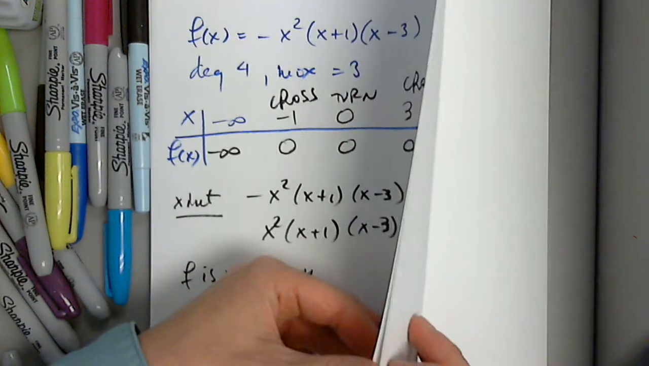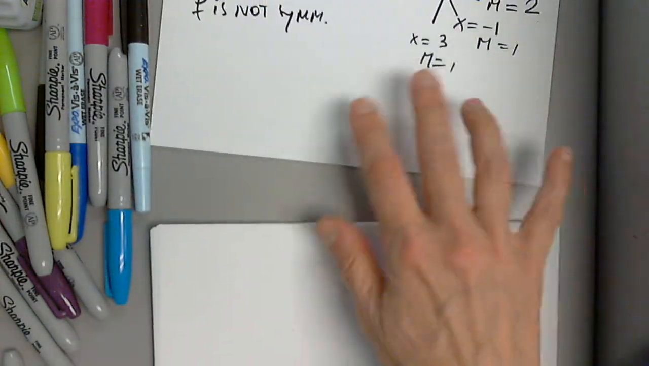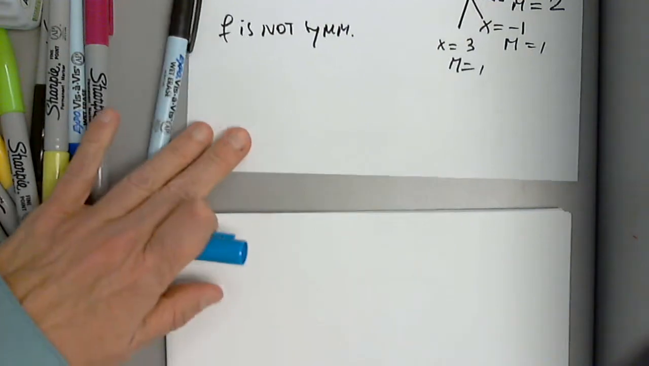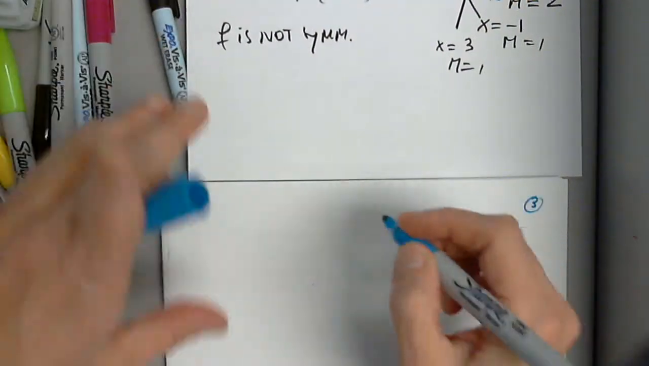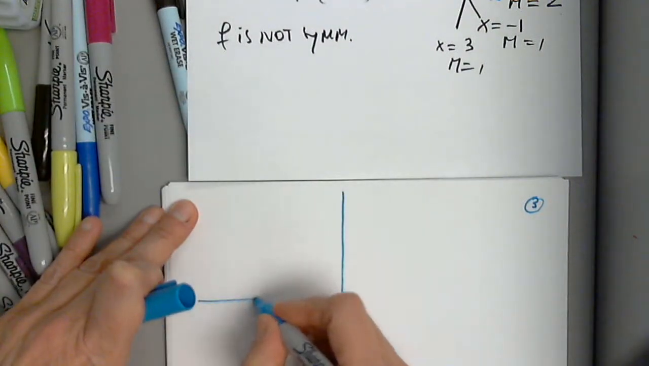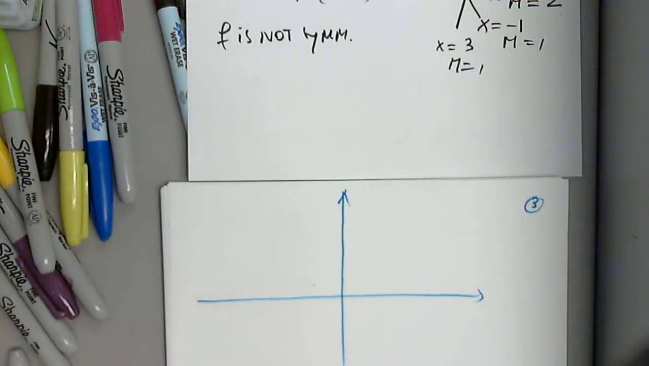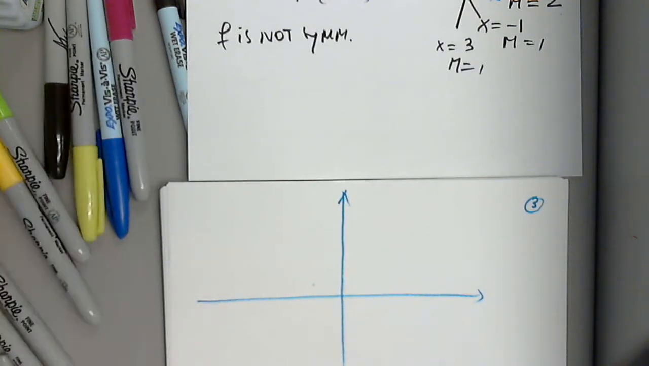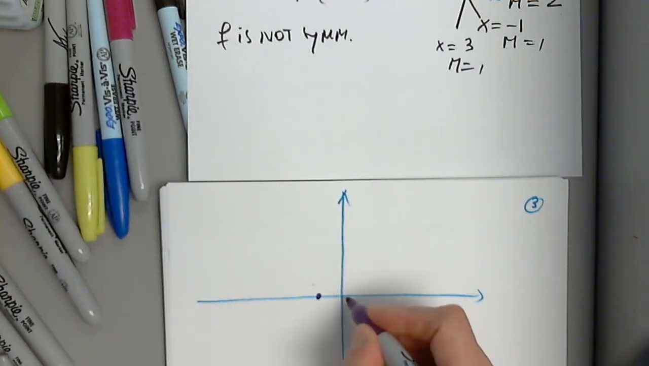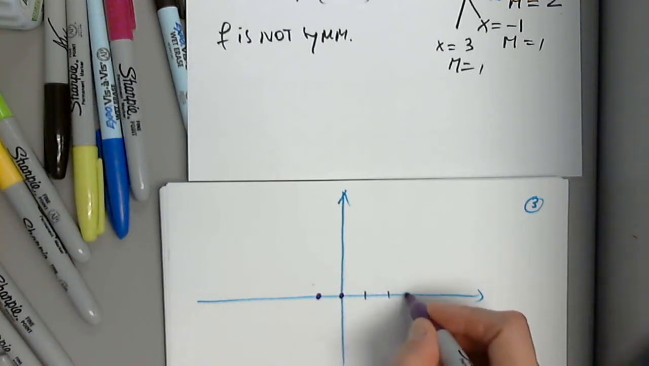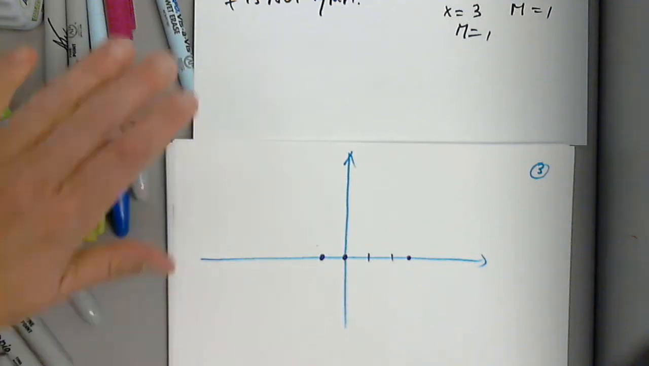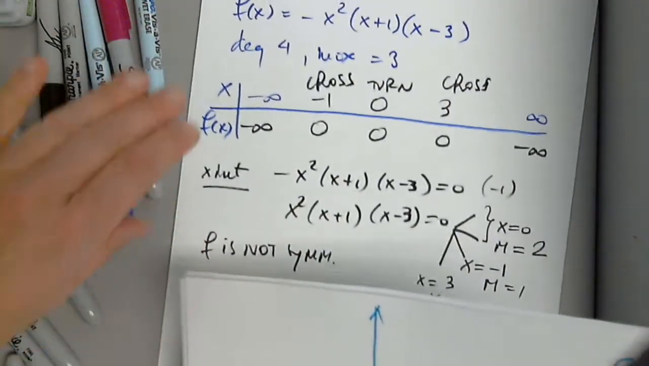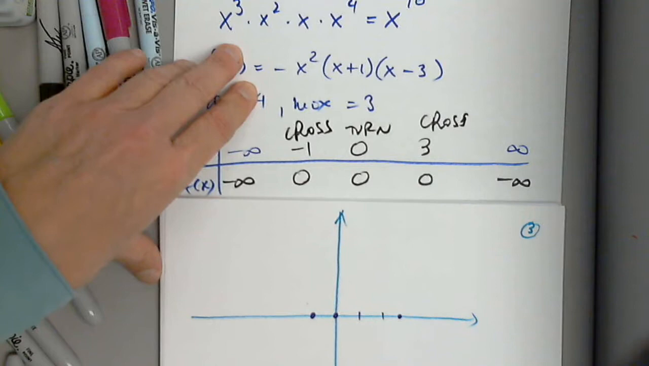Okay, so let's graph. First, we will plot the ordered pairs. I only have negative 1, 0, I have 0, 0, and 3, 0. That's all I have. I'm only looking at the table. I don't care for any other work.